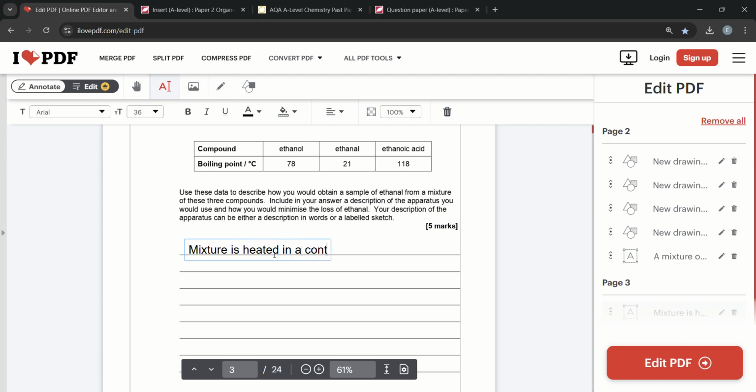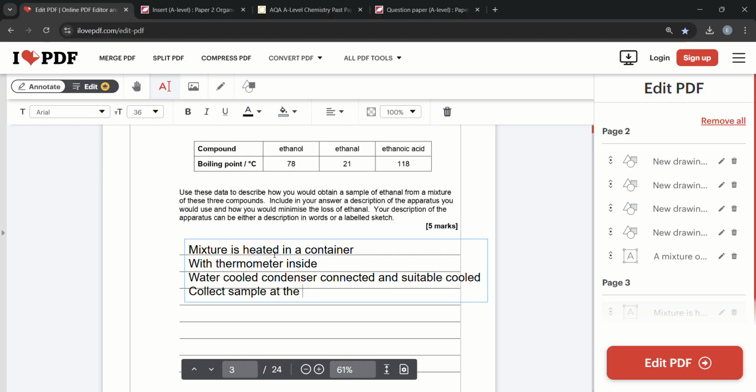That's going to be very useful. First things first, the mixture is heated in a container with a still head containing a thermometer, with a water cooled condenser connected, and a suitable cooled collection vessel. Collect the sample at the boiling point of ethanol.